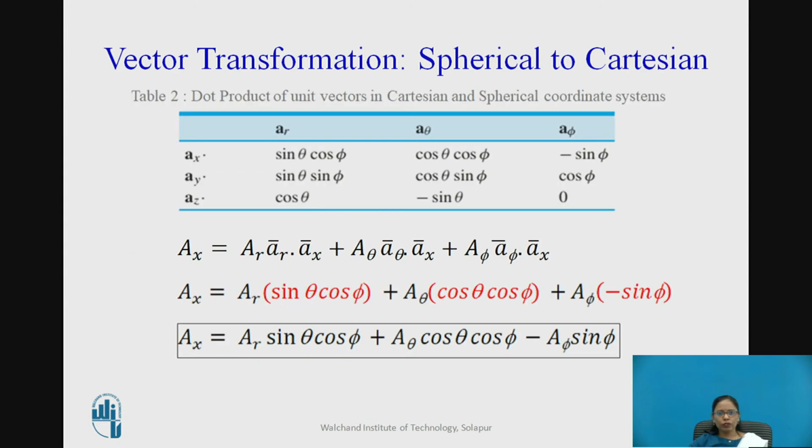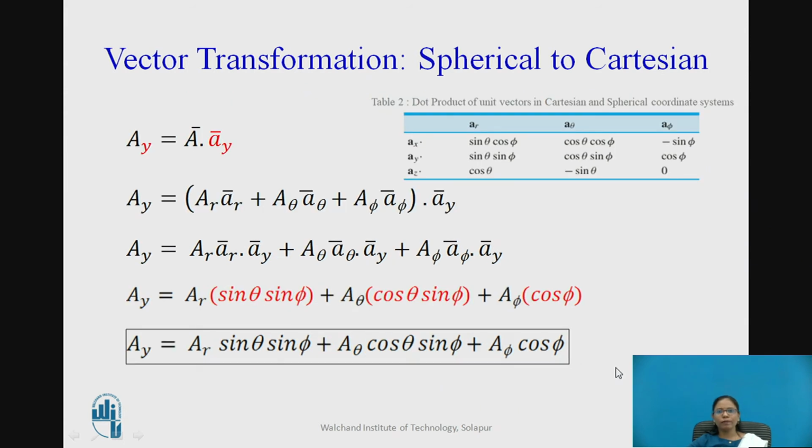I need to follow table 2 in order to find out the dot product. Like AR dot AX can be found out as sine theta cos phi, can be substituted in the equation. A theta dot AX can be located in the table 2 as cos theta cos phi and can be substituted in the equation. A phi dot AX can be located in the table 2 as minus sine phi and can be substituted in the equation. So I get the equation of AX, or the magnitude AX, as AR sine theta cos phi plus A theta cos phi minus A phi sine phi.